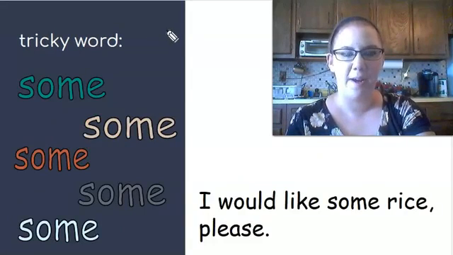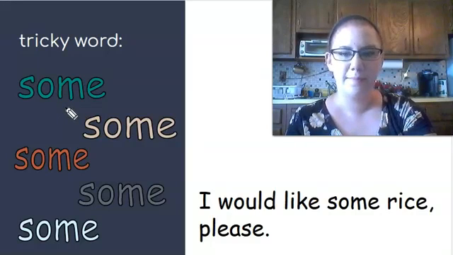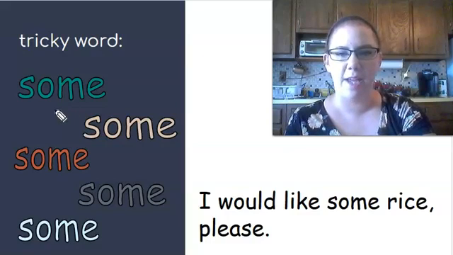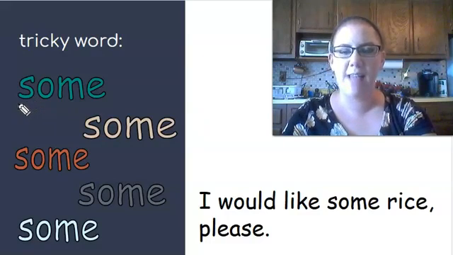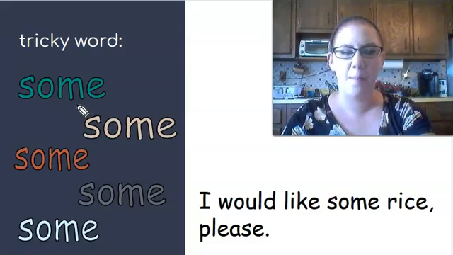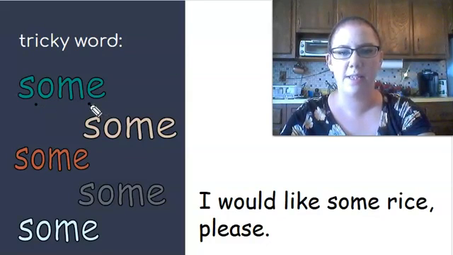This one's a little bit bigger. Does anyone know what this might say? If you sound it out, you might think it says "eh." But that doesn't quite make sense. In this word, the S says, the M says, but the O and the E do something different.